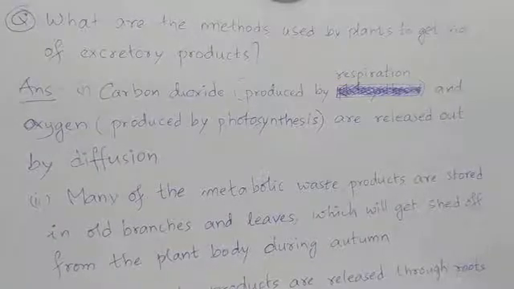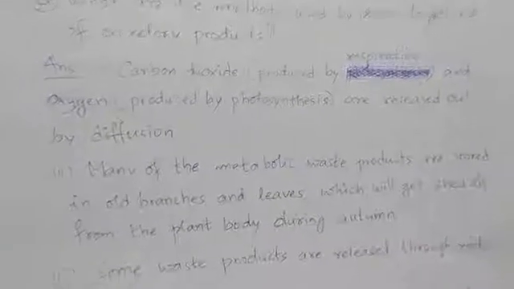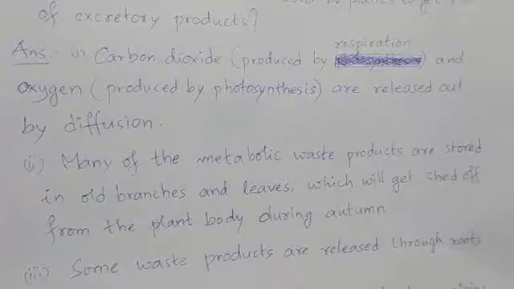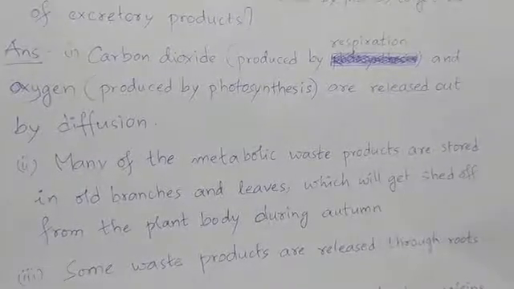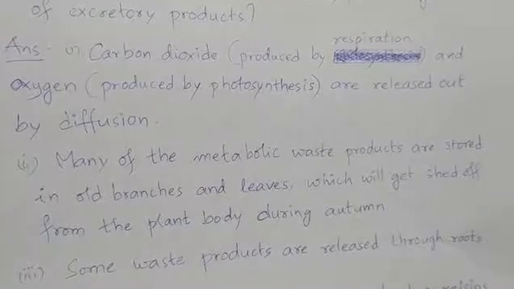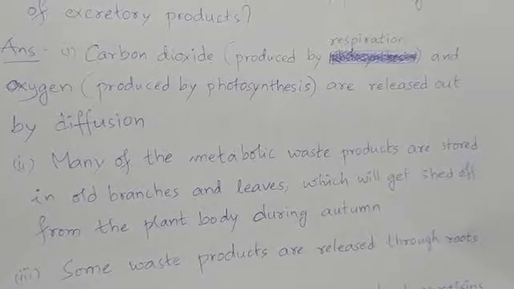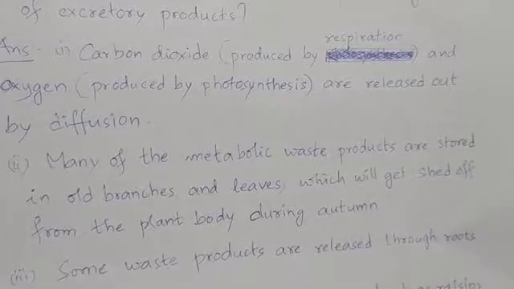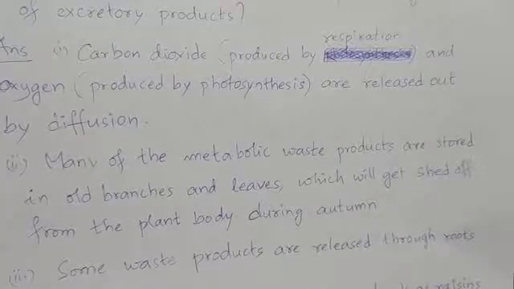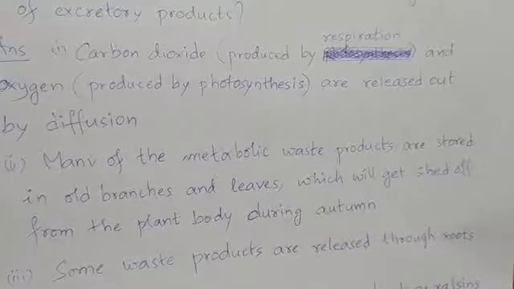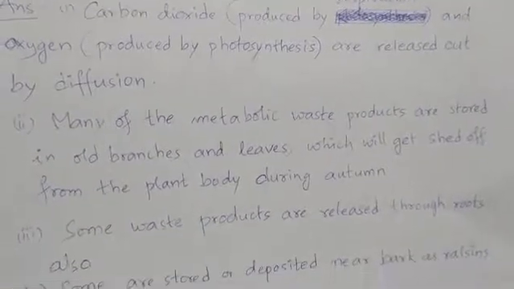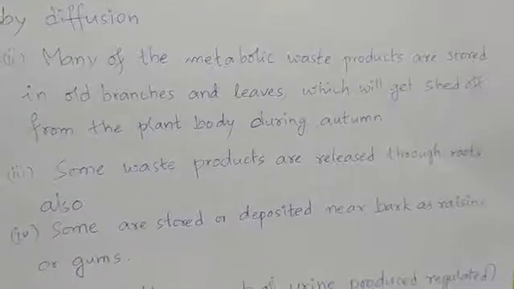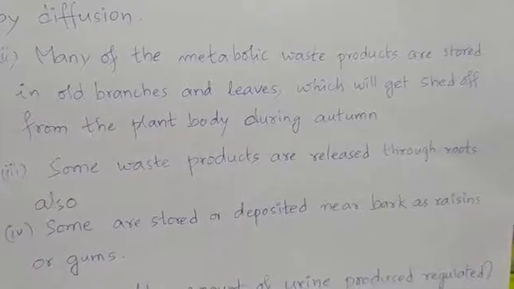plant body. And many of the metabolic waste products are stored in old branches and leaves, which will get shed off from the plant body during the autumn season. Old branches and leaves generally do get shed off during autumn. When these old branches and leaves are getting shed off, automatically along with them, the metabolic waste products are also gotten rid of by the plant body, right?